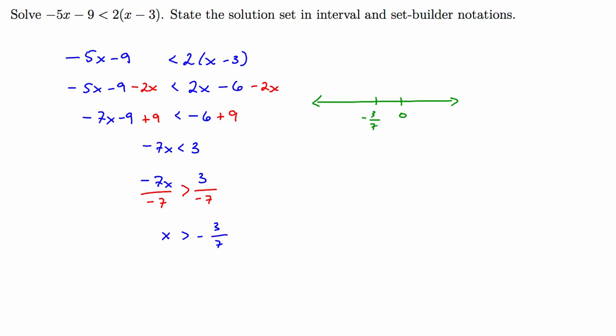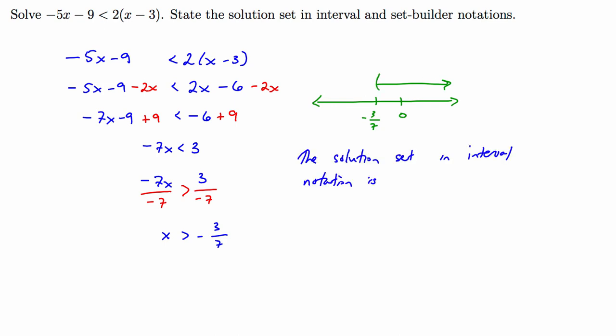Now I need to interpret the inequality. X is greater than negative 3/7 means I want everything to the right of negative 3/7. That's the greater than. Since it does not say or equal to, we do not want to include the actual value of negative 3/7 in our solution set, so we use a parenthesis or sometimes an open circle.